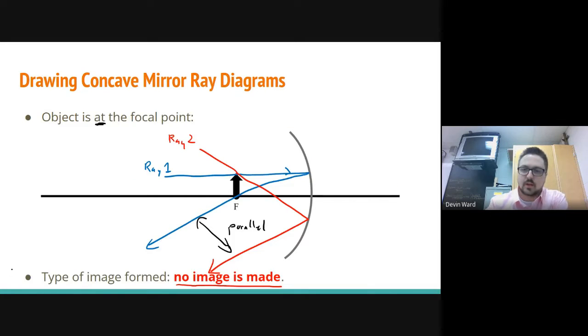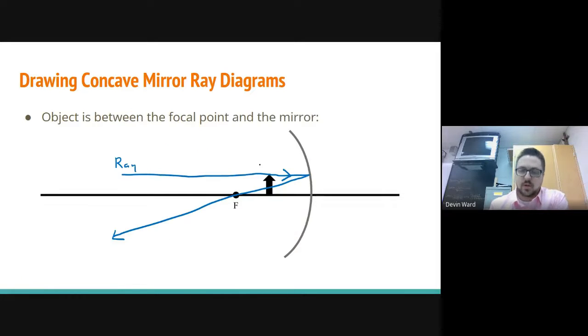Oh, I forgot to label the object in the last one. Sorry, that was the object. So we're going to come back to this one in a minute as well. Object. There you go. You get that's the object, and this was the principal axis. Okay, so ray 1 comes in parallel to the principal axis, bounces through the focal point.